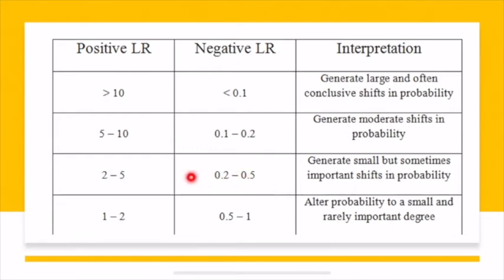Okay? And here, where the likelihood ratio for the positive is 1 to 2, or a negative likelihood ratio between 0.5 and 1, they really don't alter my pretest probability of the disease very much. In other words, it's kind of a useless test. The test did not help me. It doesn't change the probability that my patient has the disease in the positive likelihood ratio case. It doesn't change the probability that my patient is free of disease in the case of the negative likelihood ratio. It just doesn't help me very much.